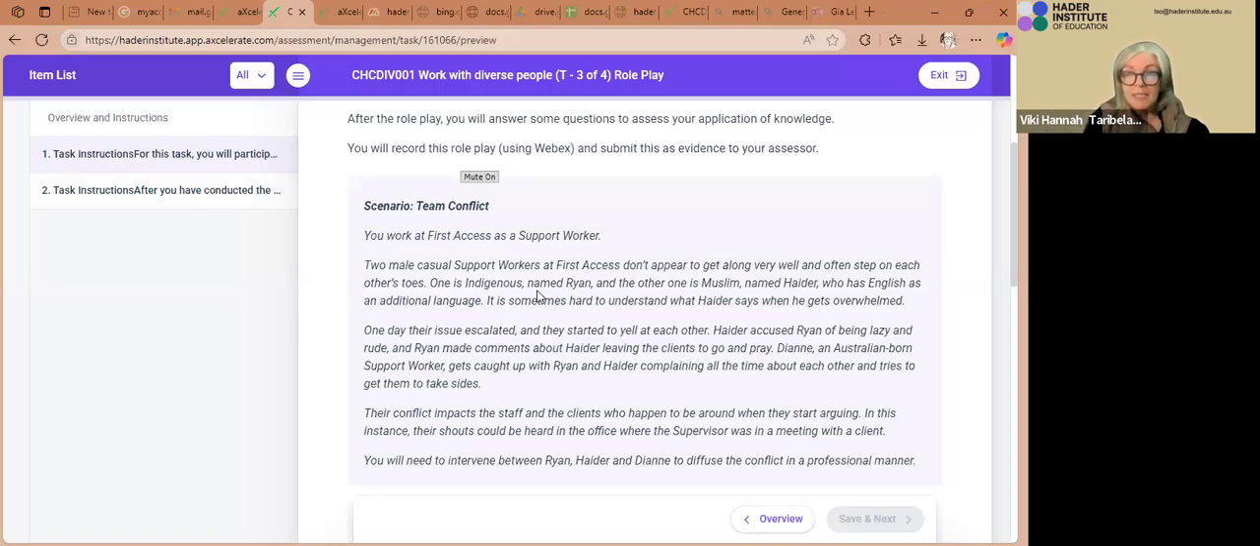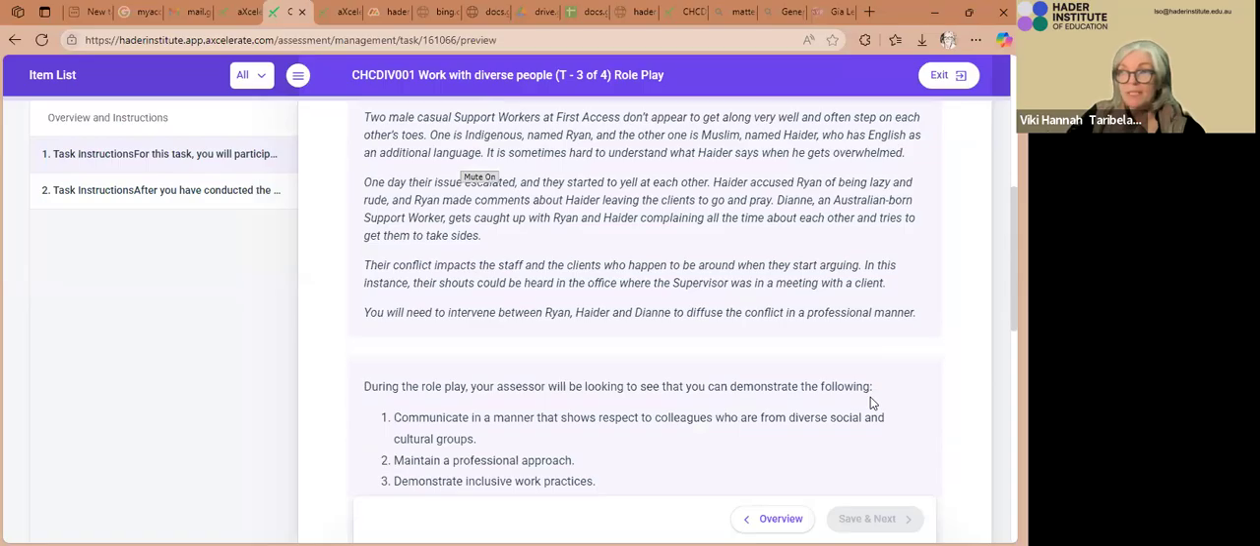Their conflict impacts the staff and the clients who are actually watching this happen around them. And so it's very bad for the organisation. It's quite distressing for the staff, and it's extremely upsetting for the clients who are witness to this. In this instance, their shouts could be heard in your office, where the supervisor was in a meeting with a client. So it's impacting not just those who are there, but people further in the organisation. So you'll need to come out of that office and head down there and find out what's going on.